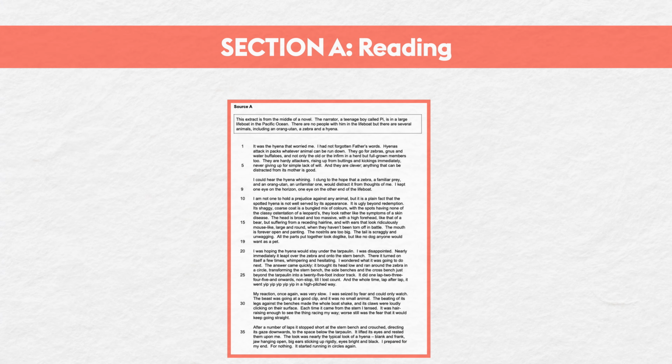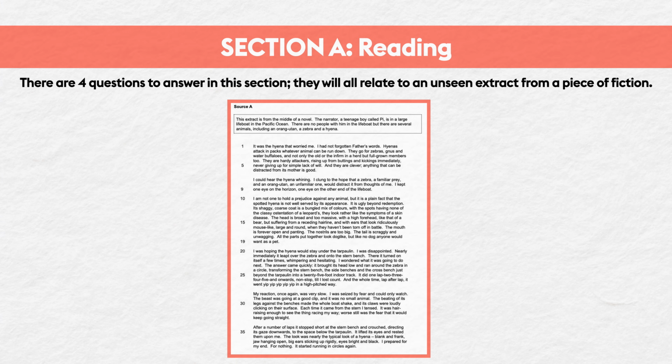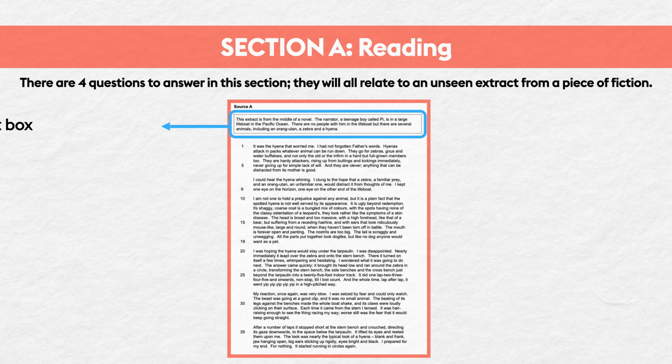Section A is the reading section. There are 4 questions to answer in this section, and they all relate to an unseen extract from a piece of fiction. At the start of the extract, you will usually be given a context box. This gives you some basic information about what is happening in the extract.